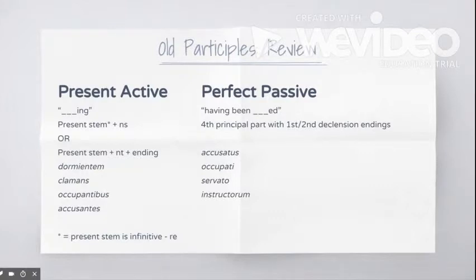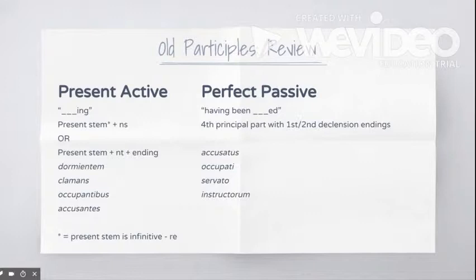You have known the present active participle. You have translated it as "blanking." You have seen it as the present stem plus -ns for the nominative singular, or the present stem plus -nt plus some sort of ending from the third declension. Dormientem means sleeping. Clamans means shouting. Occupantibus, seizing. Accusantes, accusing.